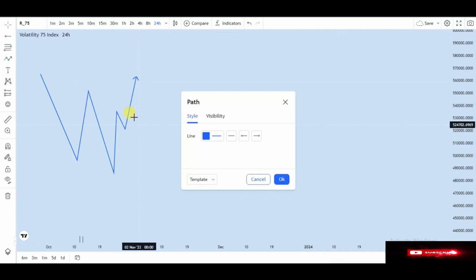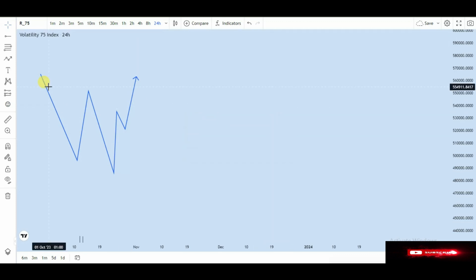All right, so let me explain this scenario for you. What we call internal liquidity and external liquidity, based on my mentor ICT, is basically price taking external liquidity, which is the highs and the lows on the market, and the internal liquidities, which comprise the fair value gaps or the imbalances resting inside of the charts.